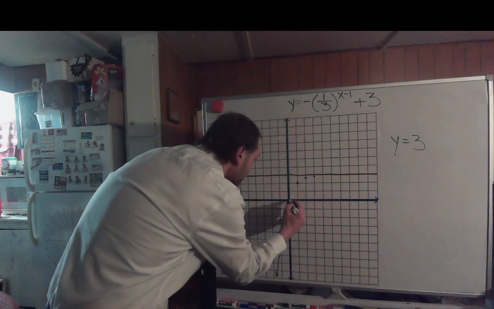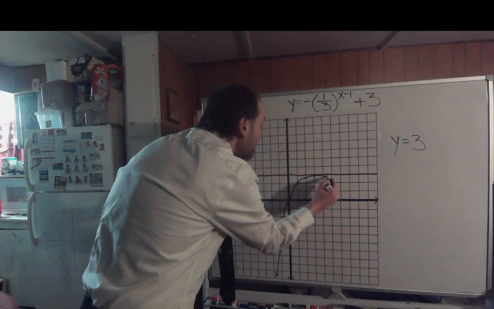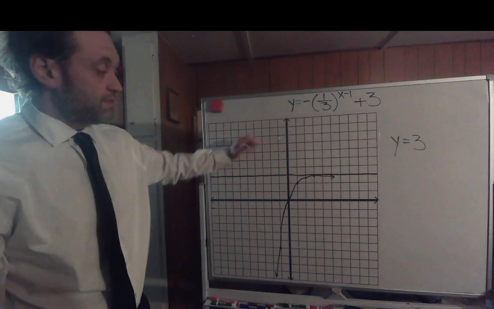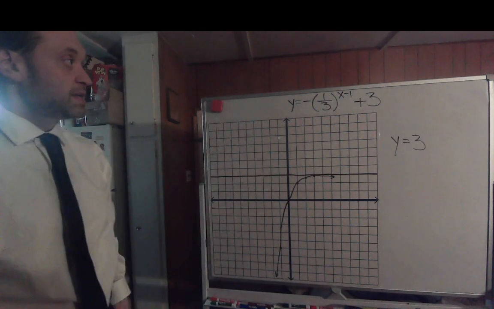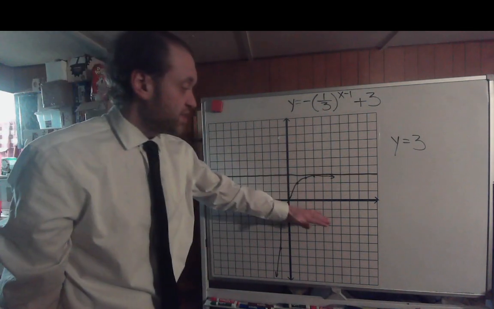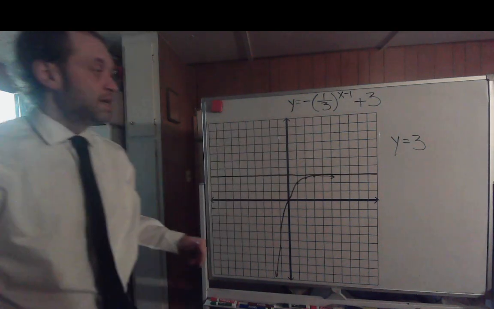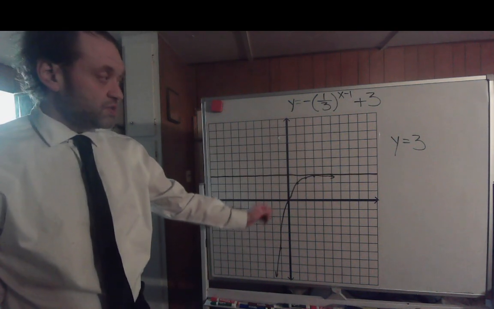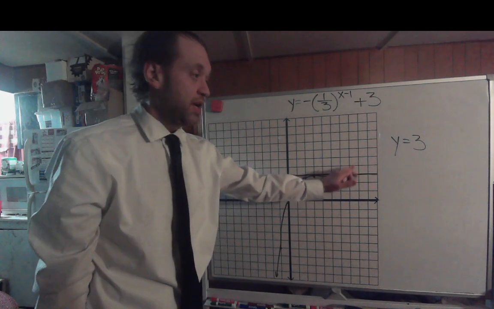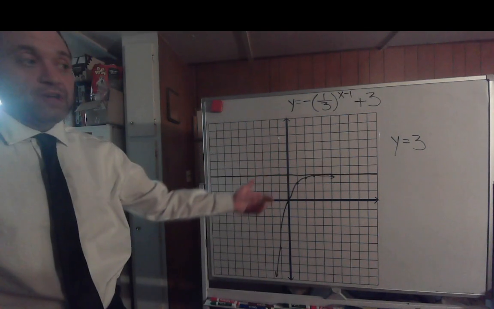So let's draw that curve here. And there's your curve. You've reflected it, of course, in the x-axis. You've shifted everything to the right 1 unit, and you've shifted everything up vertically 3 units. And it gets infinitely closer. The more you increase your x values, it gets infinitely closer to 3 without actually reaching a y value of 3.